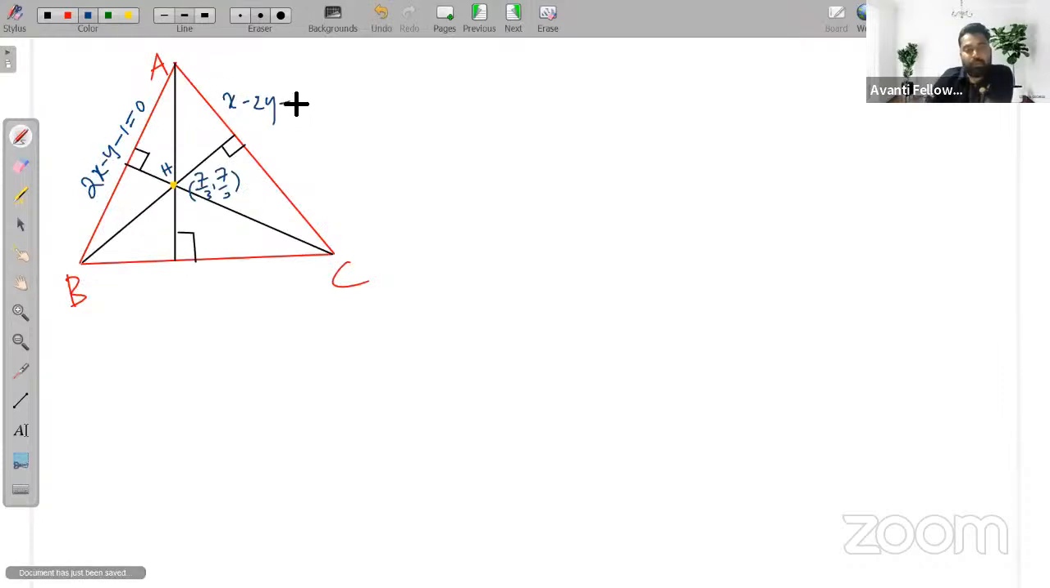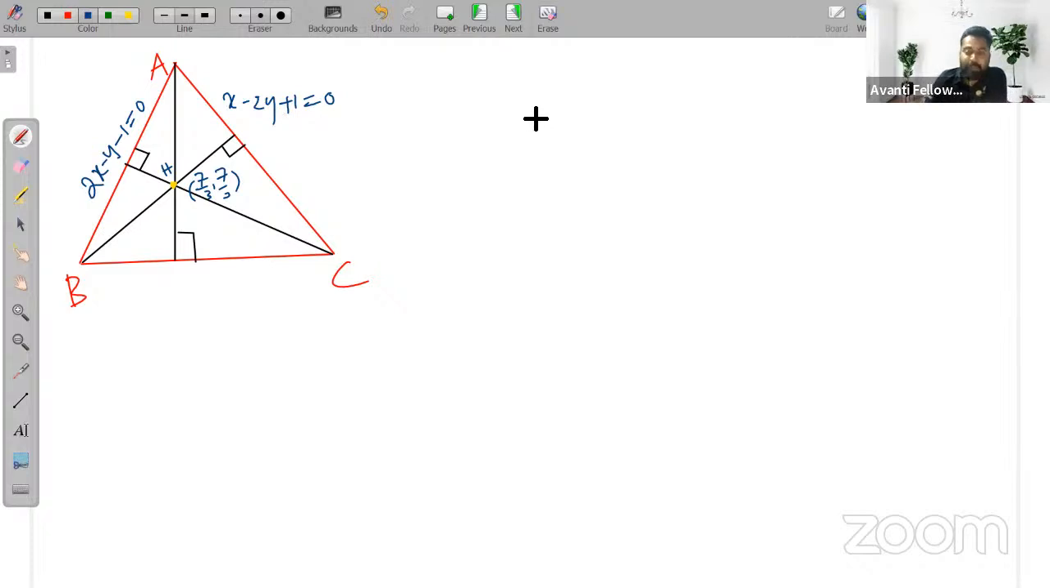x minus 2y plus 1 is equal to 0. Okay, so you need to find the distance from origin to the centroid. To find the centroid, we need to find the coordinates of all vertices of the triangle. Is that right or not? Yes. So first, find the coordinates of the point A.